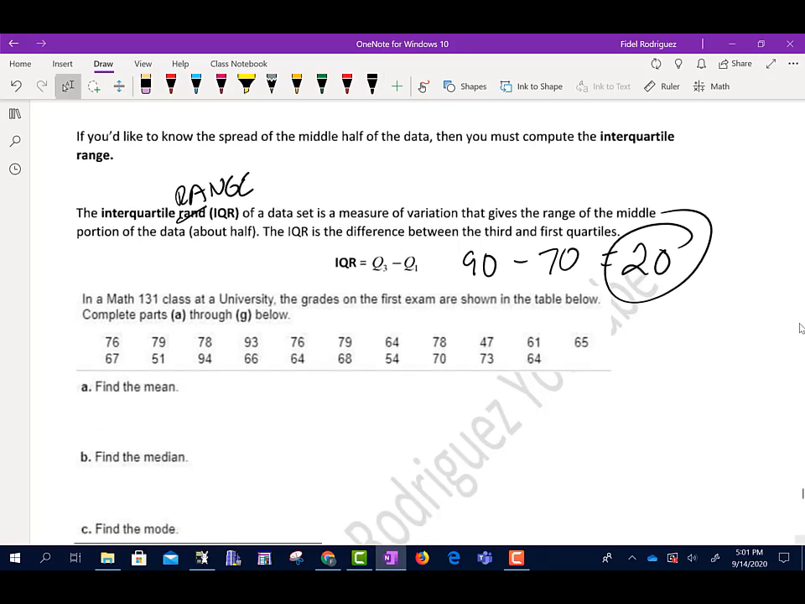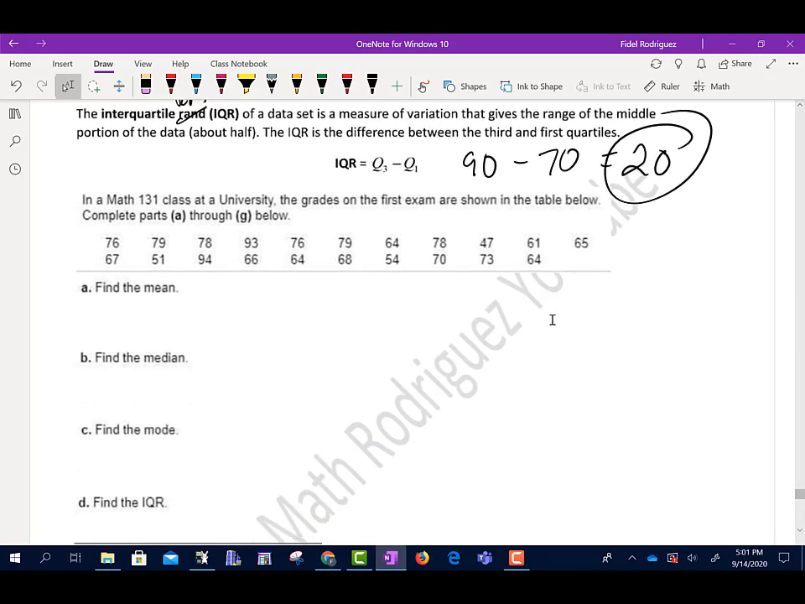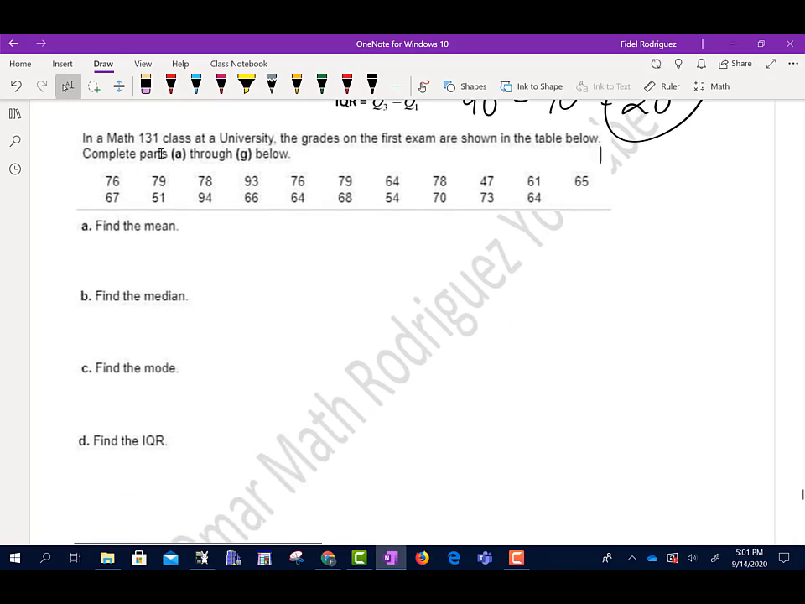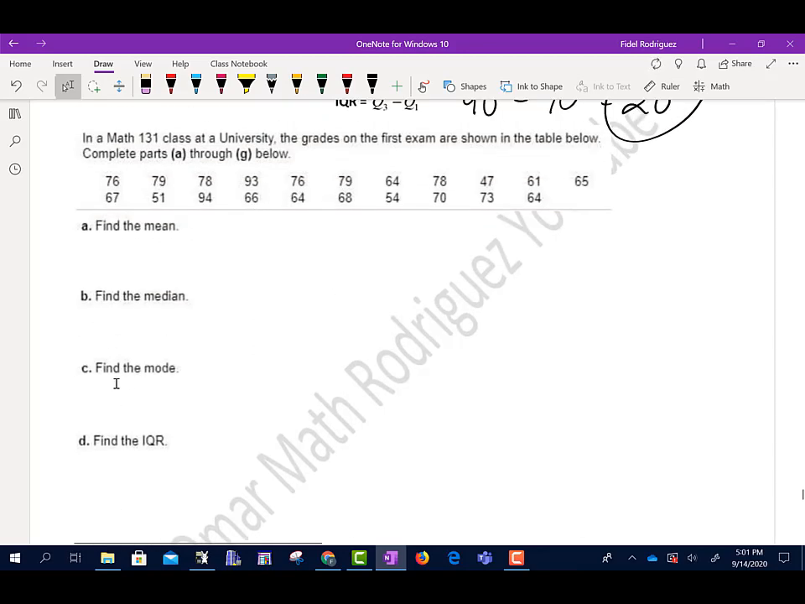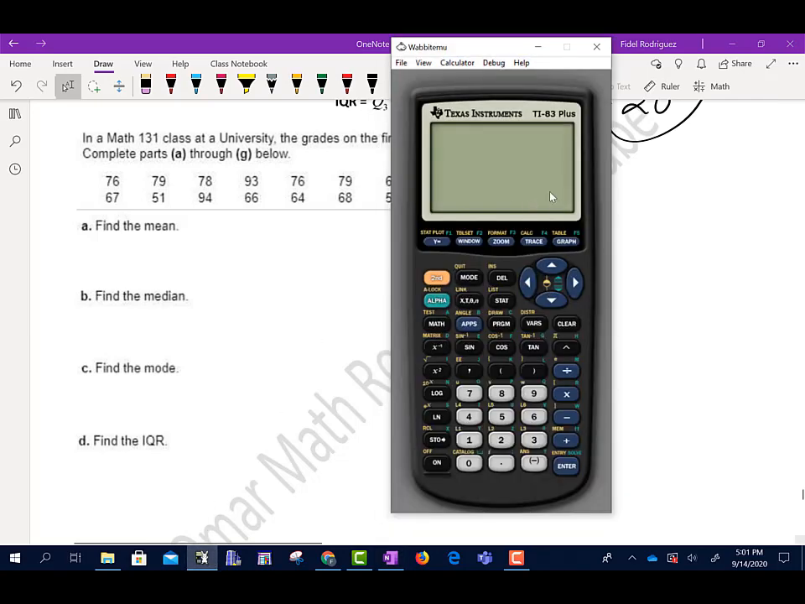Okay. So the next problem here says, in a Math 131 class at university, the grades on the first exam are shown in the table below. Compute parts A through G below here. Okay, and it looks like I forgot part E. I have A, B, C, and D. But we'll figure it out, okay? Let's see. So first thing I'm going to do, I'm going to enter this into a table. So guys, I have a regular calculator here, and it works the same way it does on my app, okay?